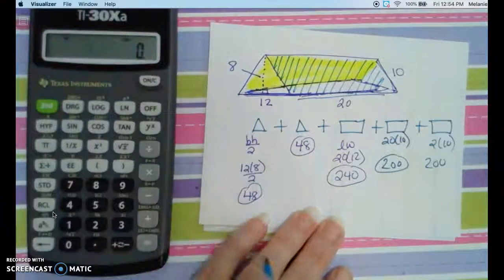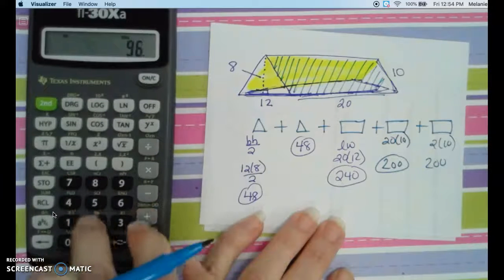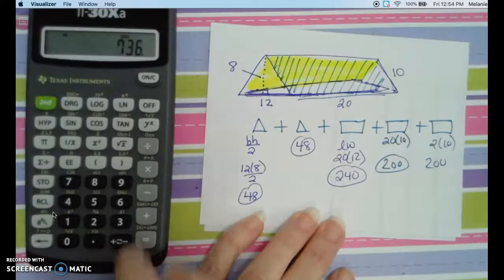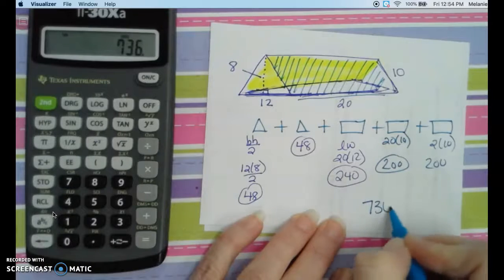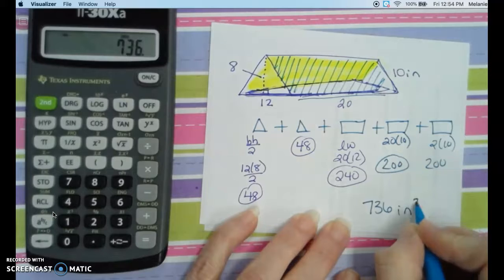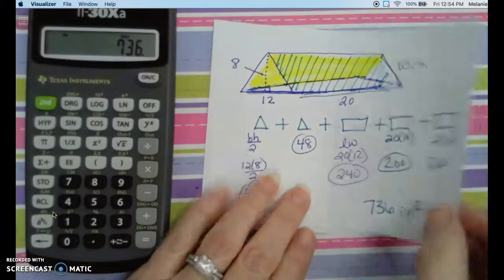So when I add all those together, we've got 48 plus 48 plus 240 plus 200 plus 200. So 736. Now I should have put a measure up there, but I didn't. But usually there's going to be a unit measure, which is going to be square inches. Okay, one more.